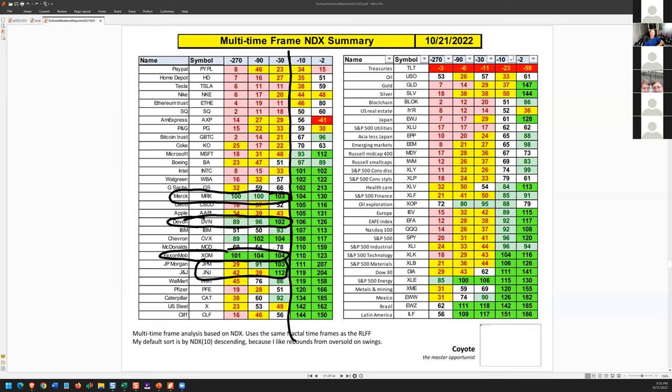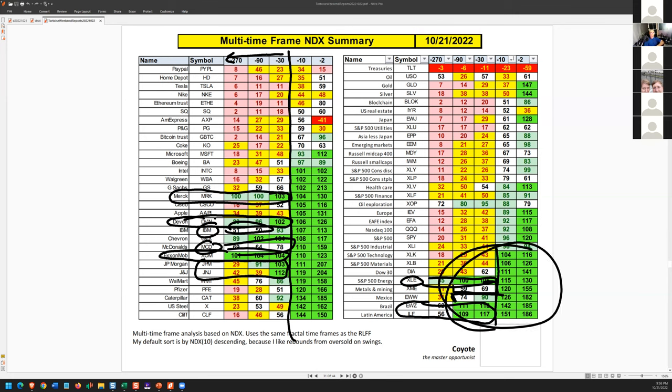So as you start seeing strength improving going that way, that's where the emerging leaders really are. IBM is not bad, and McDonald's is pretty good. So that's a pretty good sorting mechanism. In the same way down here, you see real strength in energy, no surprise. Brazil and Latin America, and Mexico's not bad. Metals and mining, not bad. That's how you do it.